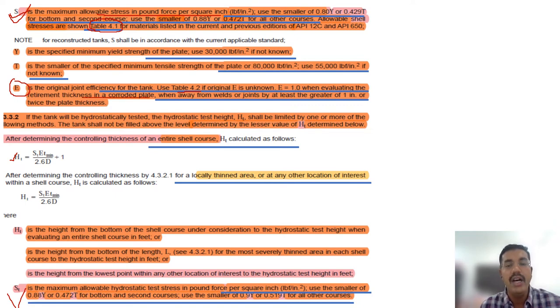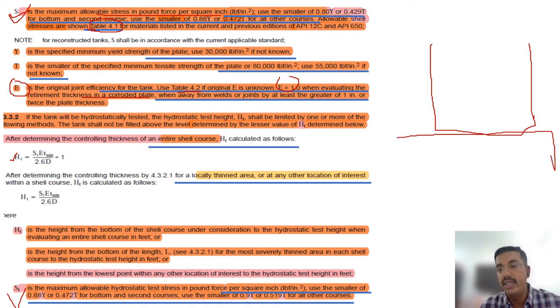If the original E is not known, then you have to consider E as 1 when away from the plate joint by at least the greater of 1 inch or twice the plate thickness. What does it mean? When will you take E equal to 1? That's what it is saying. Okay, let me explain. This is a tank. Sorry, the drawing is not proper. This is the bottom plate and this is the shell plate.